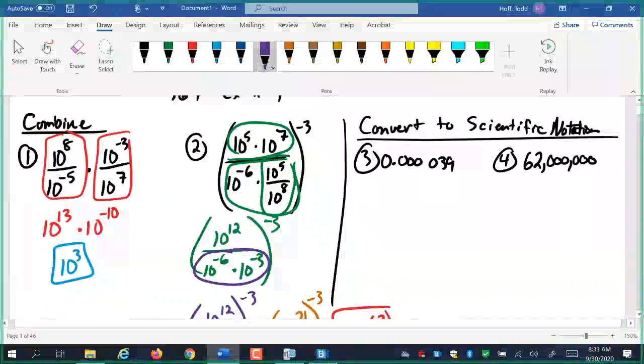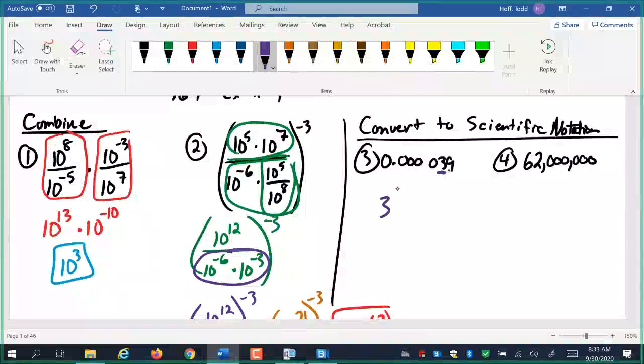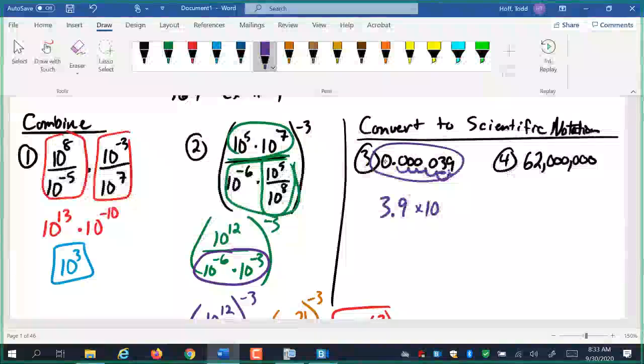So number 3. First non-zero digit here is the 3. We have to move the decimal point to be after that. That's 1, 2, 3, 4, 5 spots. We make that 3.9 times 10 to the, it's either going to be 5 or negative 5. That is a small number, so it's a negative power of 10 place value.